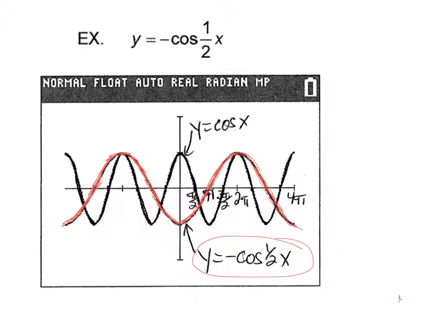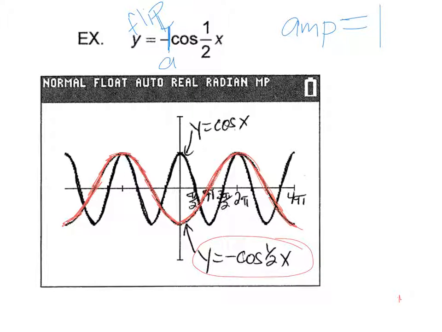Let's try a cosine. Y equals negative cosine 1/2 x. Okay, there's a negative there. That's going to make the graph flip over. And I don't see a number in front of cosine. That means there's an invisible 1. So my amplitude is 1. Again, it's not -1, it's just 1. The negative means flip the graph.